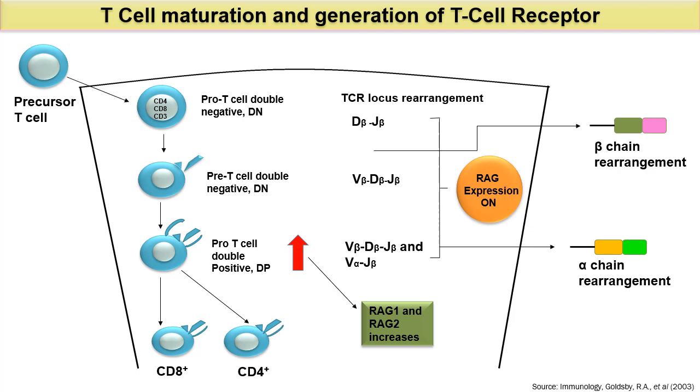I have to talk about a little bit of the selection process, otherwise the whole process will be incomplete. The selection process is also called the thymic selection. The large number of immature T lymphocytes, that is double positive cells, undergo positive and negative selection before they mature into CD4 plus and CD8 plus T cells.